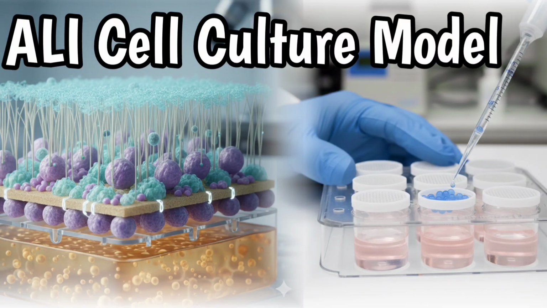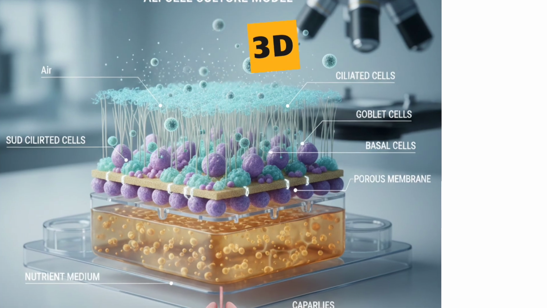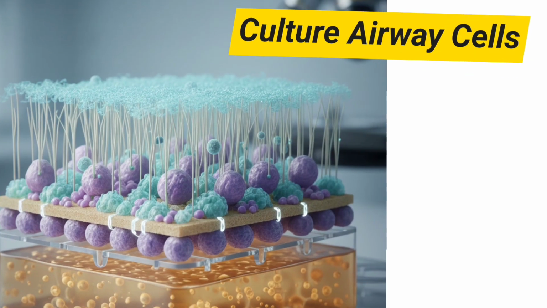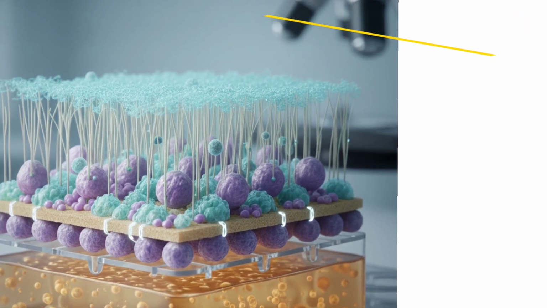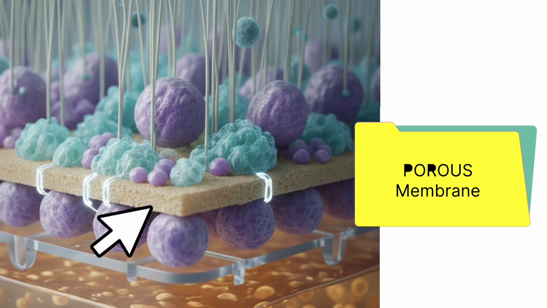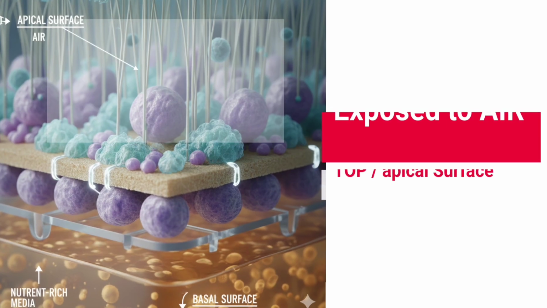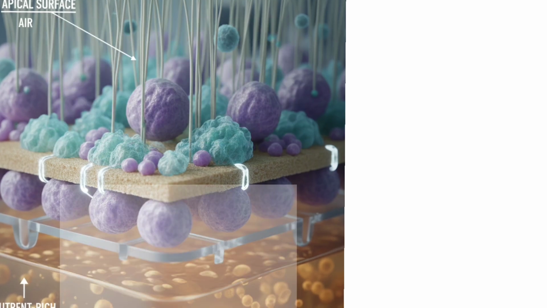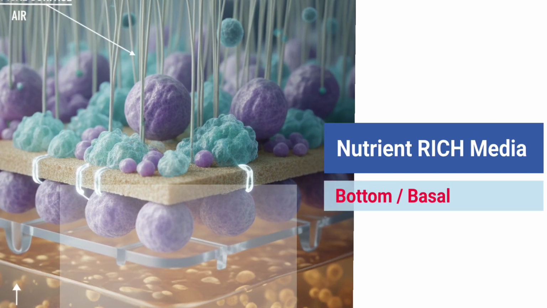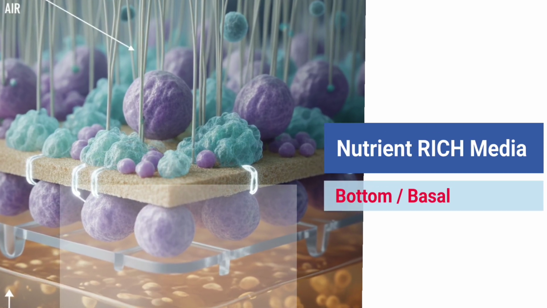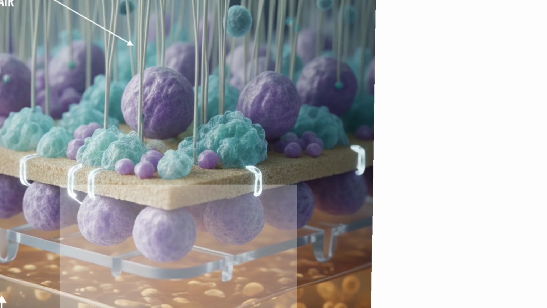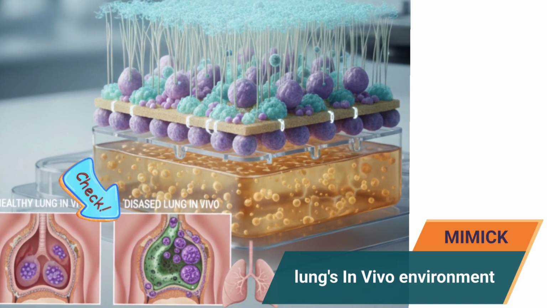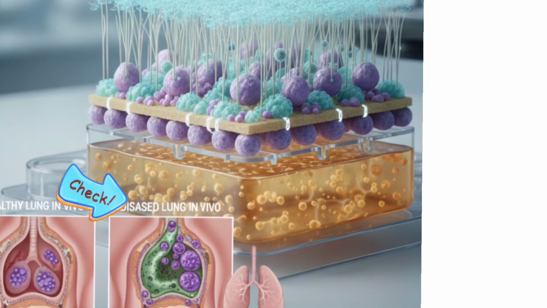The ALI cell culture model creates a 3D respiratory tract model by culturing airway cells on a porous membrane, exposing their top, or apical, surface to air and their bottom, that is basal, surface to nutrient-rich media. So in this way, it mimics the lungs' in vivo environment for better disease modeling.